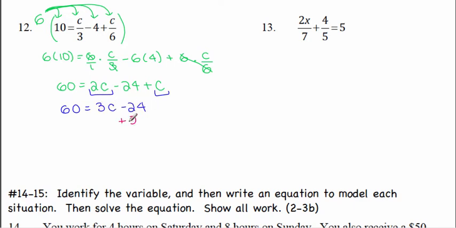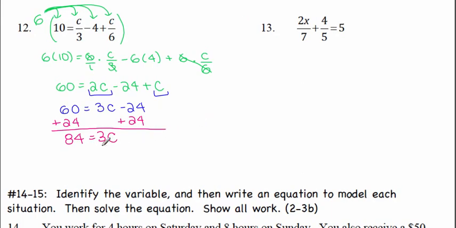Now I'm going to move my 24 over to the left, and I'm going to do that by adding 24 to both sides. So I'm solving for c, so I'm going to divide both sides by 3 to get c all by itself, leaving me an answer of c is 28.